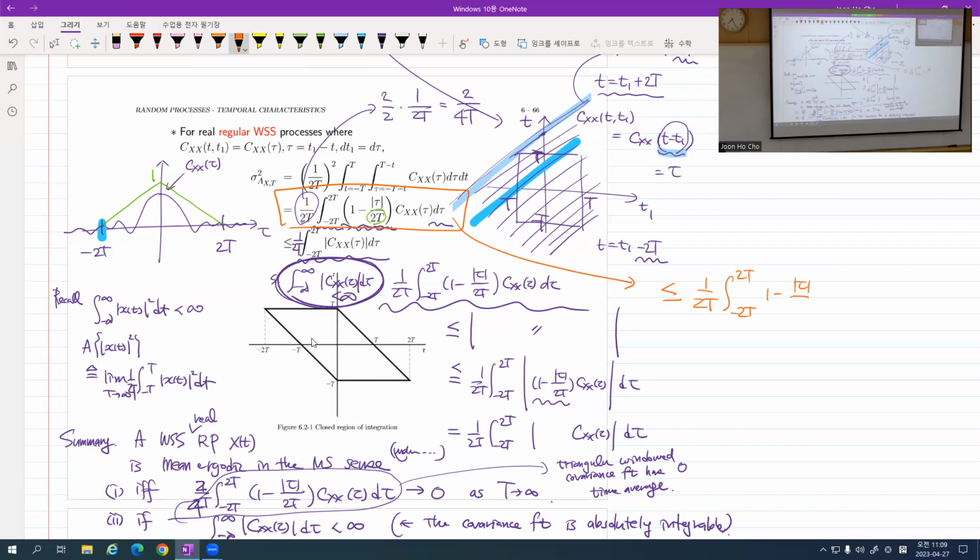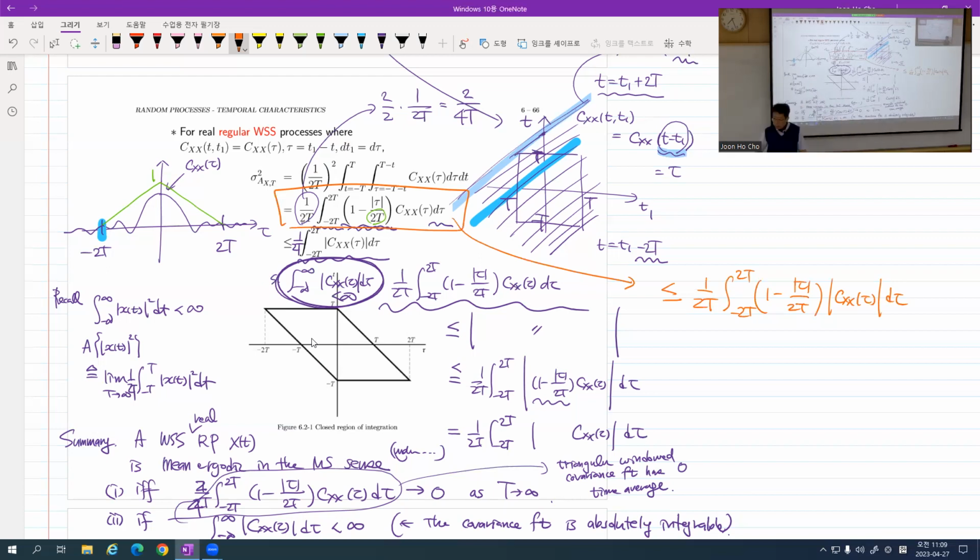Since this part is always non-negative, I can just take it. And here goes the absolute value of the covariance function, which can be positive and negative, so we take the absolute value. And now, here we need some other steps. First, we may show that this quantity tends to 0. So it's a kind of sufficient condition.